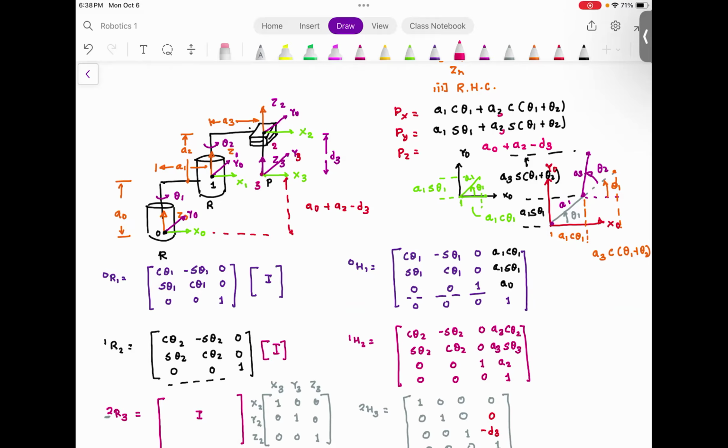Because whenever you are solving this, D3 does not depend on Px, and it does not depend on Py. So it's not a simultaneous equation solving problem. It's completely independent. You agree with me?